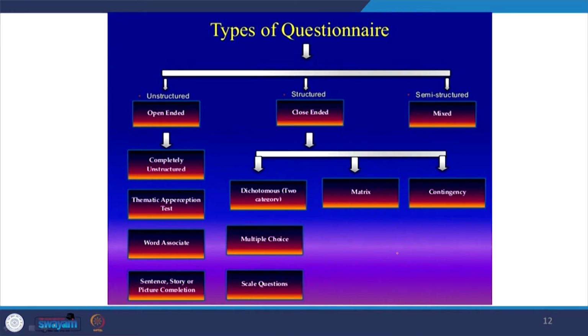Now, in the open ended questionnaire, we have completely unstructured responses, and the thematic apperception test. I am going to talk about psychological aspects, perception mapping, usually studied for youth and kids, which attaches with word association and sentence, story or picture completion, etc. These are part of open ended questions, as I just mentioned.